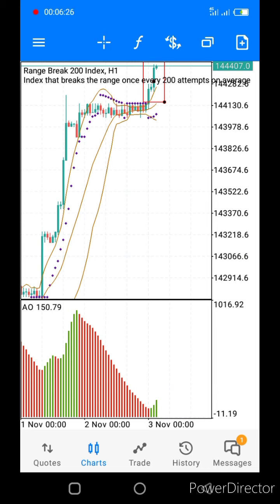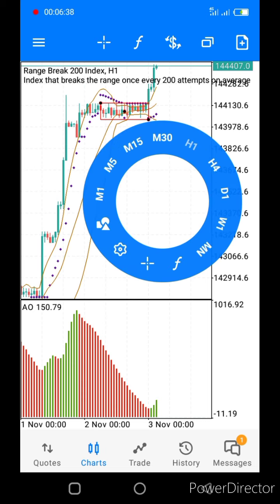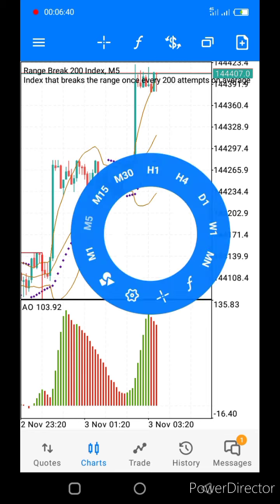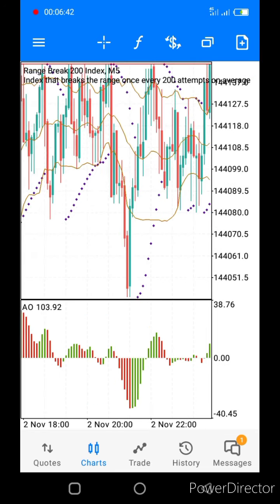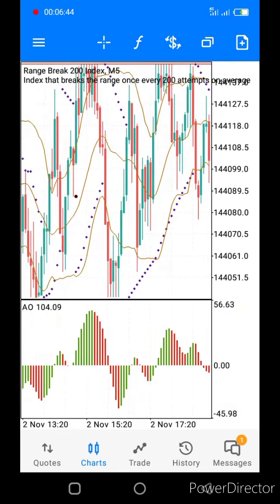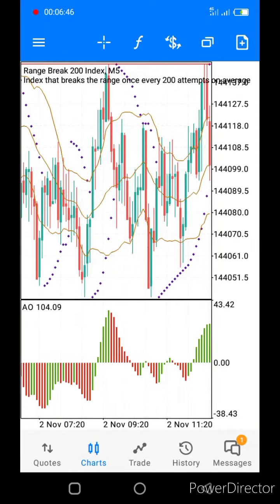So what actually happened again? We have a consolidating market around these zones. You'll be seeing more of this on range break. So that's a consolidating market that occurred here. Can you see it now? You'll be seeing more of consolidating market on the 5 minutes time frame.